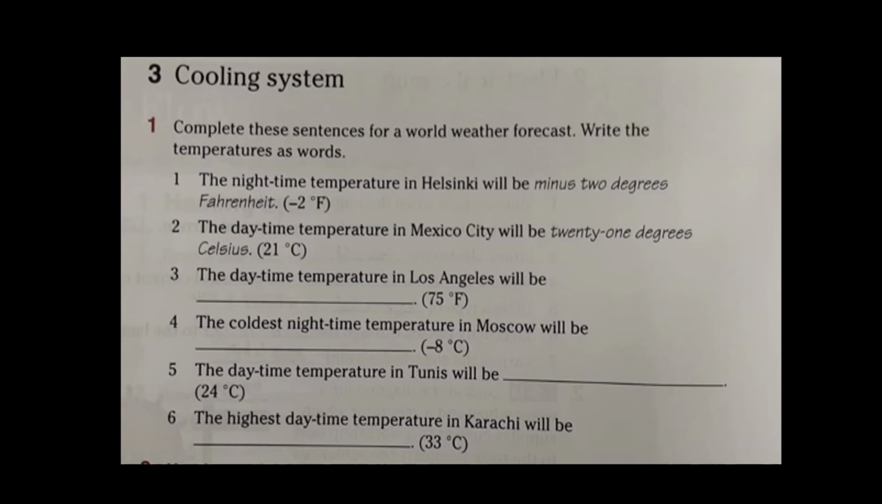Number 3, the daytime temperature in Los Angeles will be 75 degrees Fahrenheit, and it will be written this way. Number 4, the coldest night temperature in Moscow will be -8 degrees Celsius, and it will be written this way.